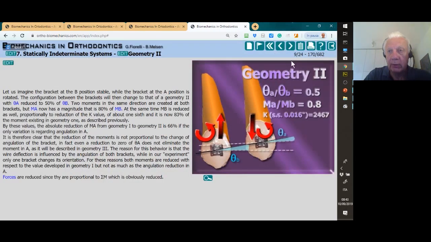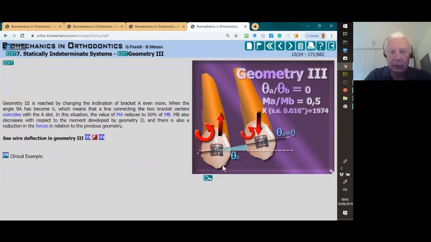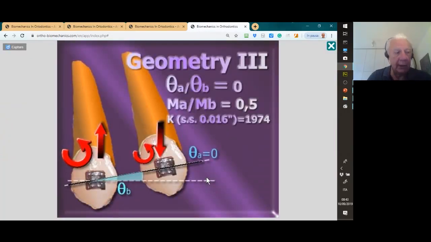Now we go to geometry 3, and geometry 3 is a very special condition because we have no angulation here, so the rotation on this side has produced an angle of 0. In spite of the fact that we have no angle here in this bracket, we still have a moment. And actually, we don't have a ratio between the moments of 0, but a ratio of 0.5. That just means that the moment here is 50% of the moment here.